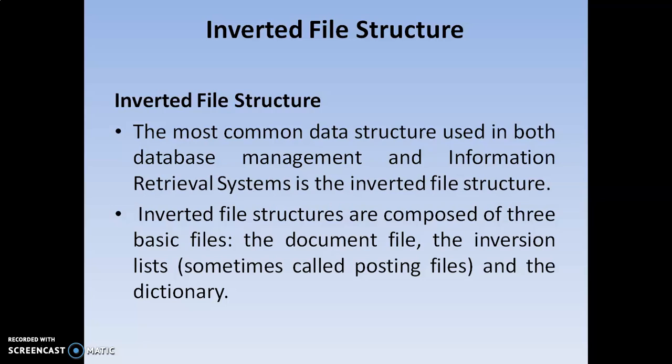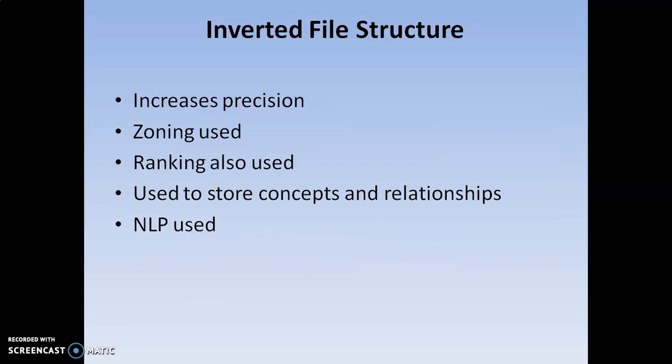It is one of the most common data structures. It is most widely used in database management systems also. Actually, it is composed of three different files: number one, document file, inversion list, and the dictionary. How they can be displayed, now we see. Before going to that, what are the salient features of the inverted file structure?